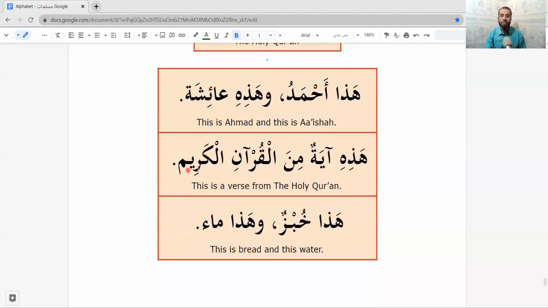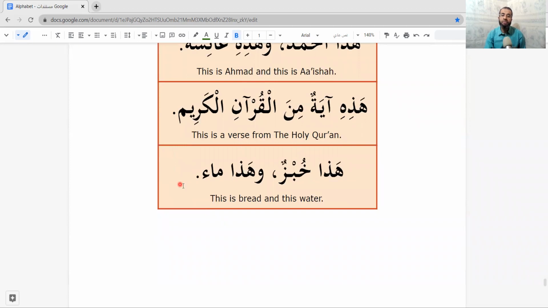Another sentence. هذه آية من القرآن الكريم. من, from, followed by القرآن الكريم. So we say من القرآن الكريم. هذه آية من القرآن الكريم. This is a verse from the Holy Quran.